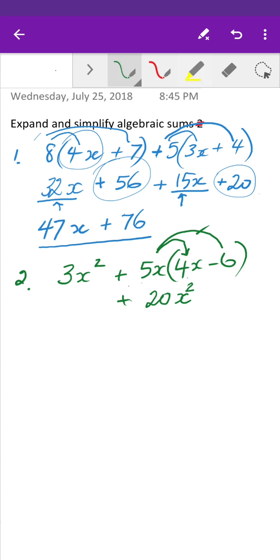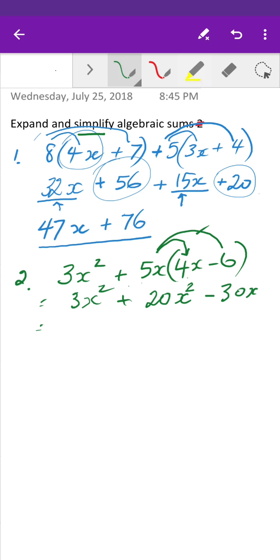Now the second one here is 5x times 6. Ooh, I put a negative. Never mind. Positive 5x and a negative 6 make negative 30x. And we've got a 3x squared. And all we have to do to finish this is to simplify.